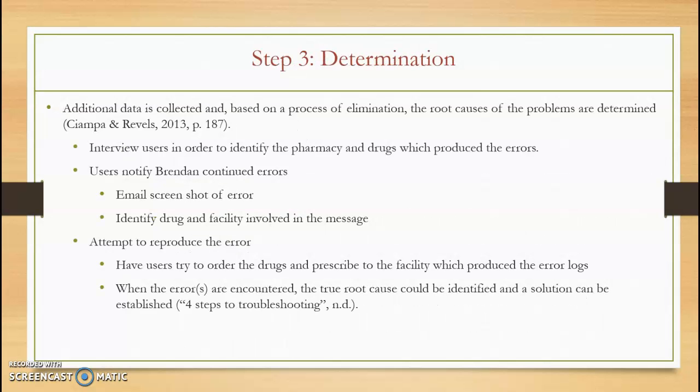Step 3 is determination. In this step, additional data is collected, and based on a process of elimination, the root cause of the problem is determined. One part of determination could be to interview the doctors that are having trouble and have them provide more details, specifically related to the drug that they were trying to prescribe and to which location that they were trying to prescribe to. Brendan should also find out from all the physicians if others had tried to prescribe to these facilities or these drugs and received the same errors.